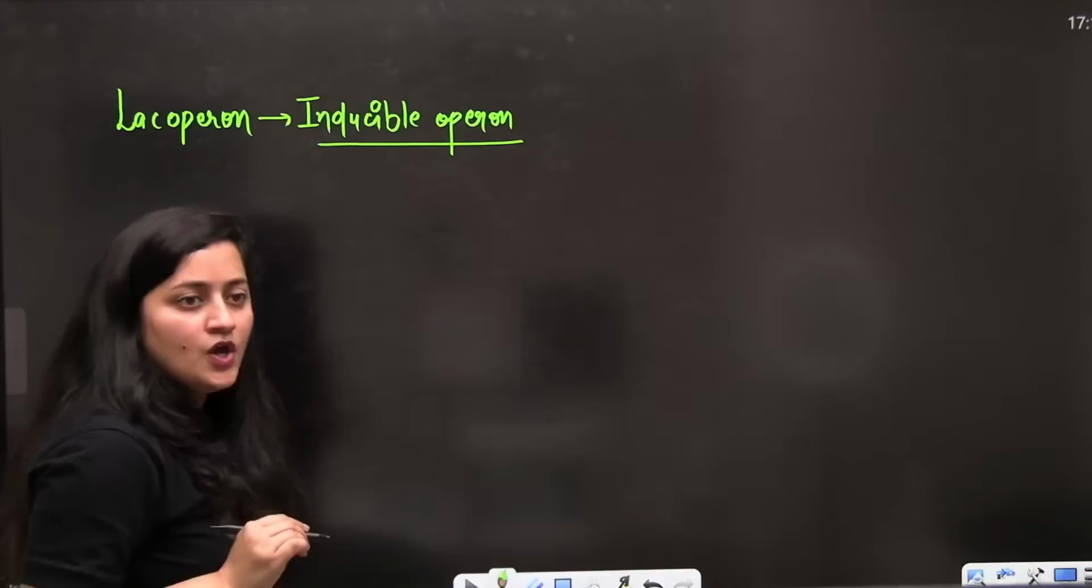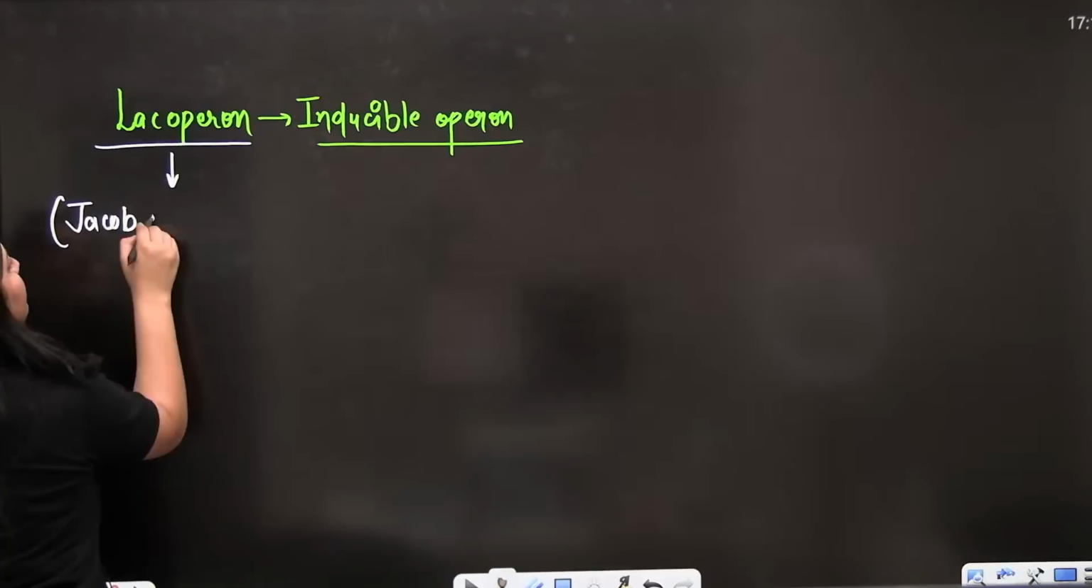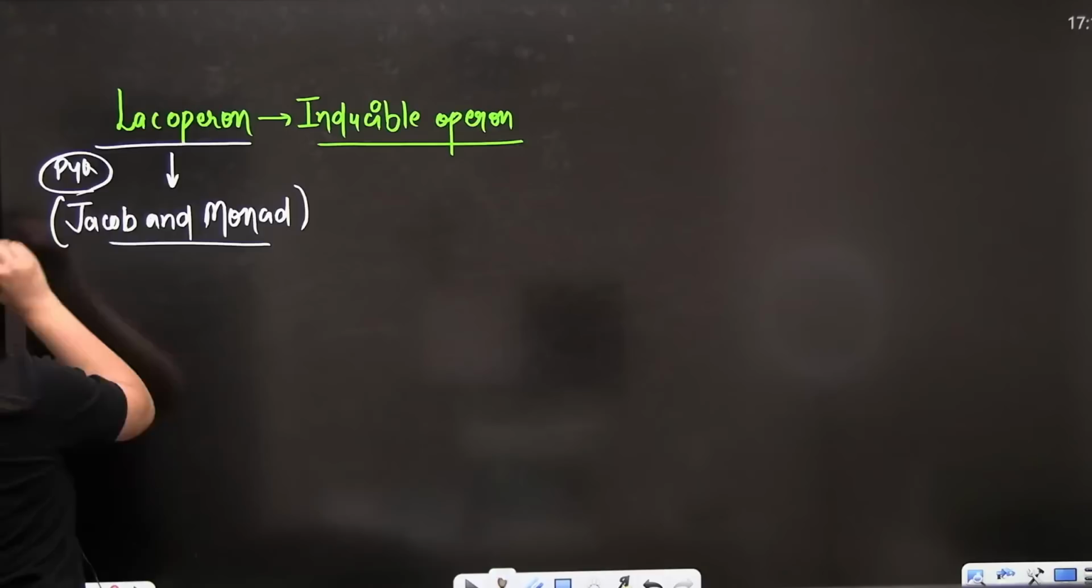And another important point here is that for the very first time it was elucidated by Jacob and Monod on E. coli. Jacob and Monod, and it is even a PYQ, that is a previous year question.